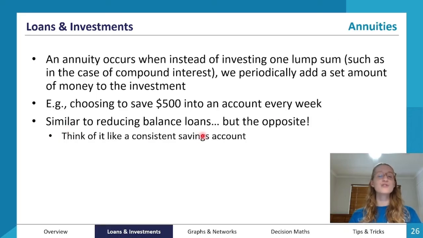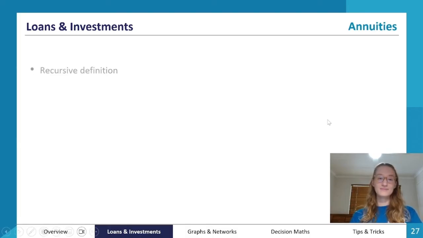So it's kind of like a reducing balance loan, except it's the exact opposite. It's like a consistent savings account. With a reducing balance loan, you have this lump sum of money that you owe, and then every month you're paying off money to pay off your debt. But with an annuity, it's an investment. So you're doing a similar thing. You're paying $500 every month, for example, but that's going into a savings account instead. Like the example I gave, it's like saving $500 into an account every single week. So that's what an annuity is.